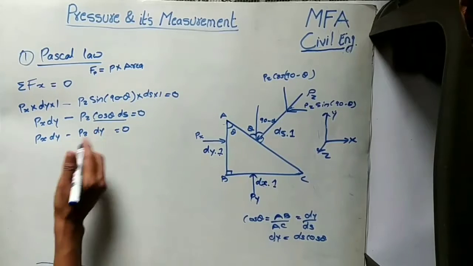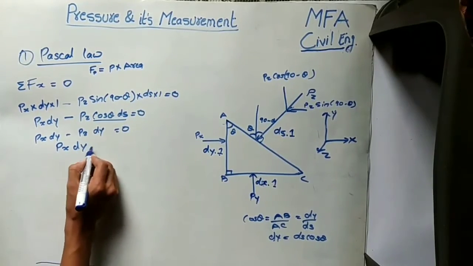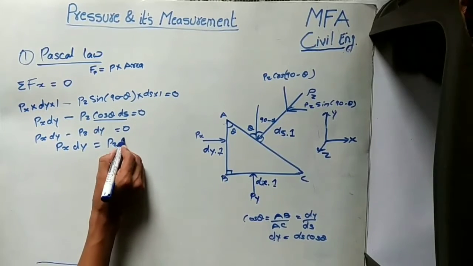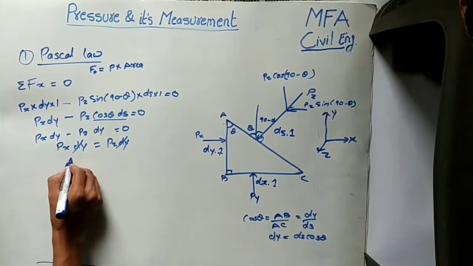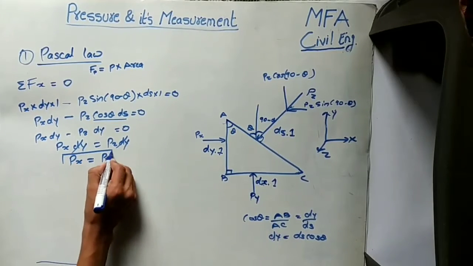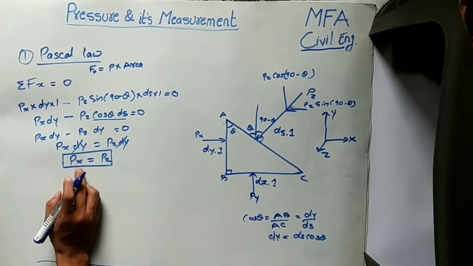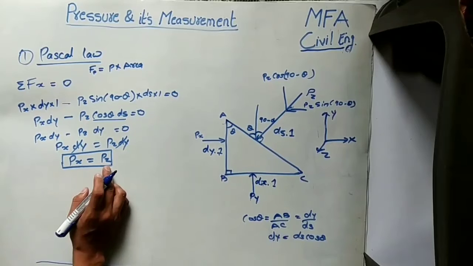Now shift this value to the other side of the equal sign. Px into dy is equal to Pz into dy. Now dy gets cancelled, so Px is equal to Pz. Now from this equation, the pressure force which is acting parallel to the x-axis is equal to the pressure force acting parallel to the z-axis.